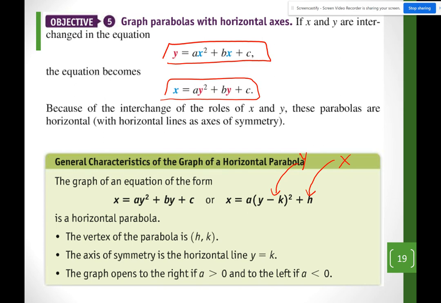My axis of symmetry is the horizontal line y equals k, which is the y value of my vertex. If my a, my first number, is more than 0, my graph opens to the right. If my a is less than 0, my graph opens to the left. All right, so let's take a look.